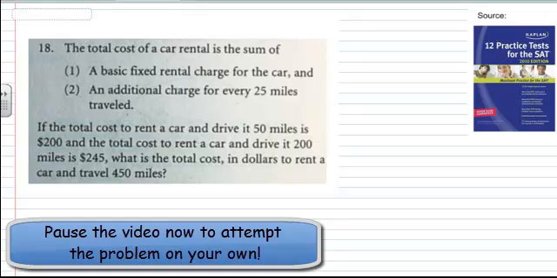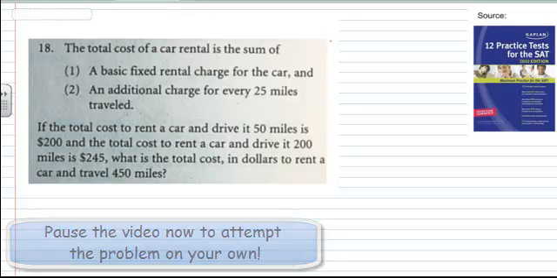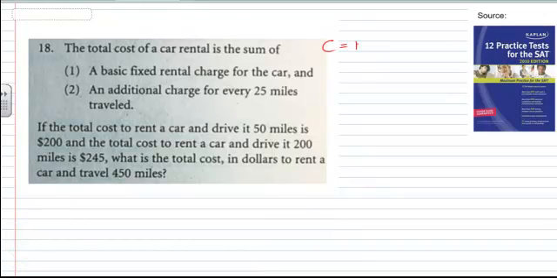The hardest part of this problem is setting up a general equation that talks about the cost of renting the car and driving it in any situation. The cost, C, is equal to some base price, B, plus an additional cost, A, that's only charged for every 25 miles traveled. The m over 25 can be explained as, if we drove 50 miles, it would be 50 over 25, and we'd have the charge twice. If we drove 75 miles, it would be 75 over 25, and we'd get the additional charge 3 times.